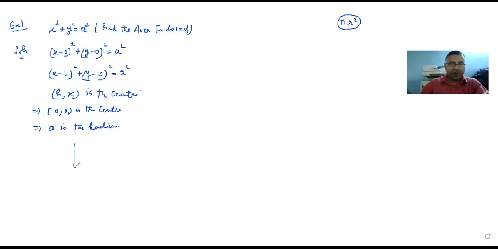So if I draw the circle, this is my axis. And if I draw the circle on this axis, this is the circle, because the center is at the origin. So this is my center. And the radius, the distance of the center from the circumference, this is called the radius. So I will write it A0 and I will write it 0A.